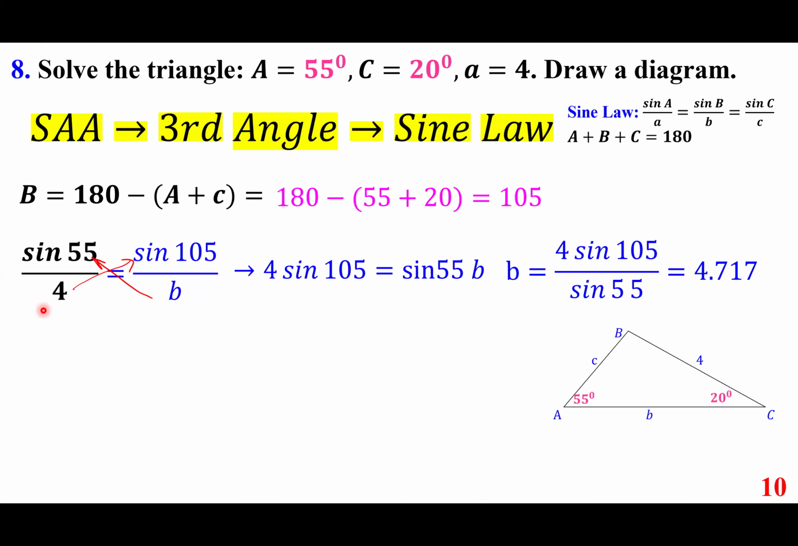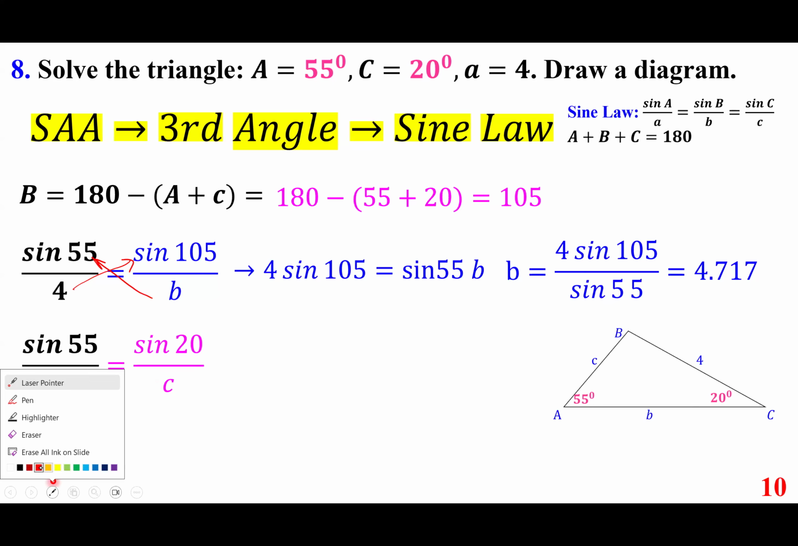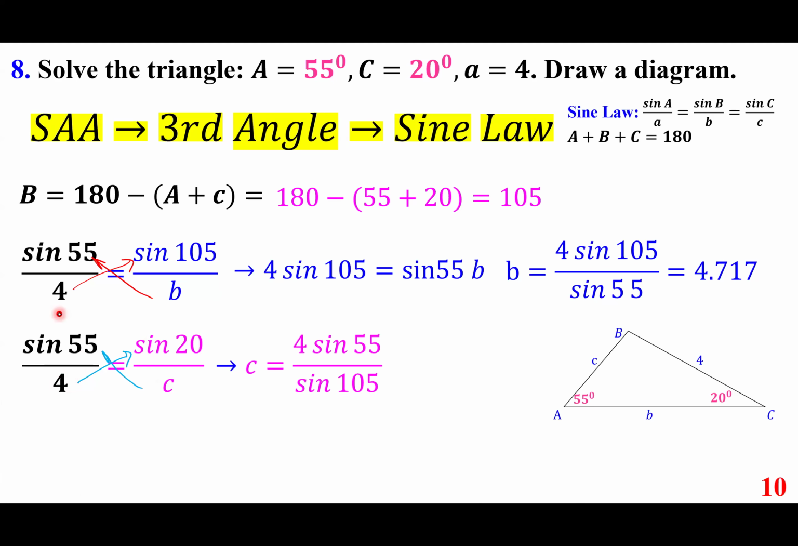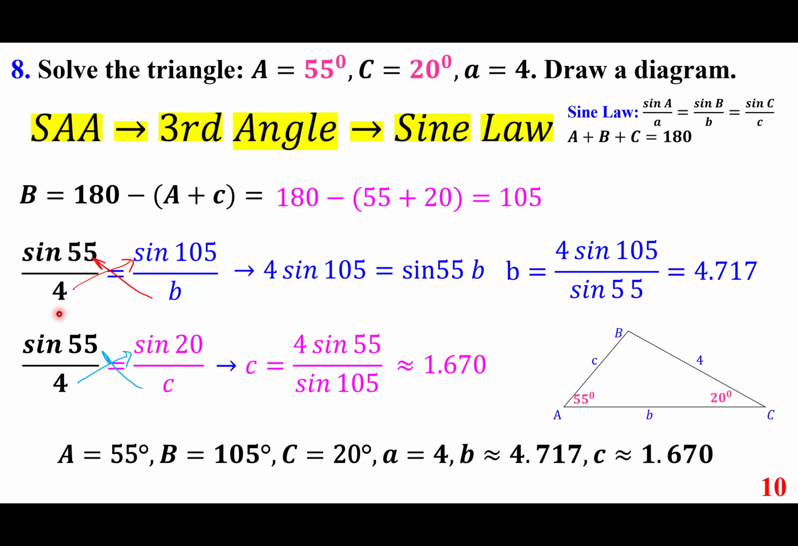Also, this is equal to sine of 20 degrees over C, cross product again. C would be the product of 4 and sine 20 over sine of 55. To a calculator, it goes, and it gives us roughly 1.670. And we put all of them as a summary together.